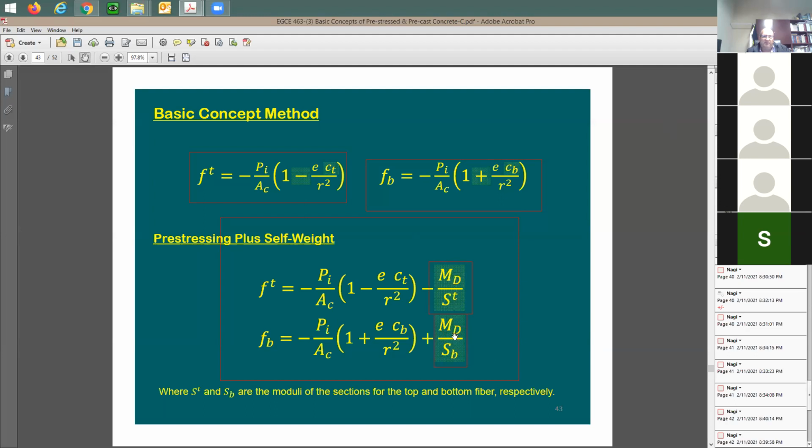Just use positive absolute values here. With this, you're going to have negative because you're going to have compression at the top and tension at the bottom. This is due to what? Dead load only. Someone's going to say, how about the pre-stress? Where is this equation coming from? Which is this one here, right?